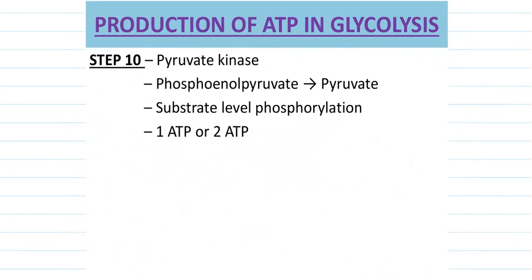So in step 10, the enzyme involved is pyruvate kinase. Phosphoenolpyruvate is now releasing its phosphate to form a 3 carbon compound, pyruvate. So during this process, ATP has been formed, and this is also another example of substrate level phosphorylation. So 1 ATP, or a total of 2 ATP, will be produced from this step.